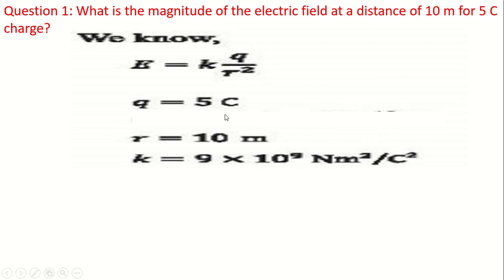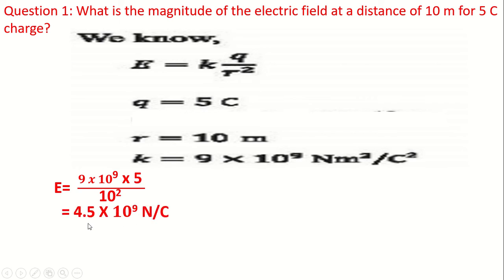Here Q equal to 5 coulomb, R equal to 10 meters, and K, the constant known as Coulomb's constant, equal to 9 into 10 to the power 9 Newton meter square per Coulomb square. Now you just put the values in this equation, E equal to K into Q by R square. Here K is 9 into 10 to the power 9, Q equal to 5 coulomb, and R square is 10 square. So you get the value 4.5 into 10 to the power 9 Newton per Coulomb. Have you understood the math? Very simple math, isn't it?